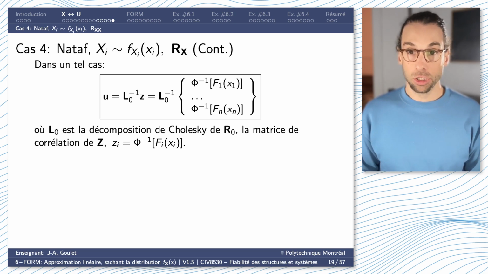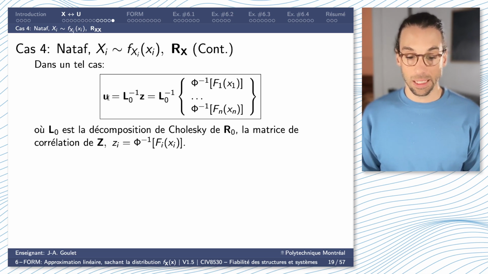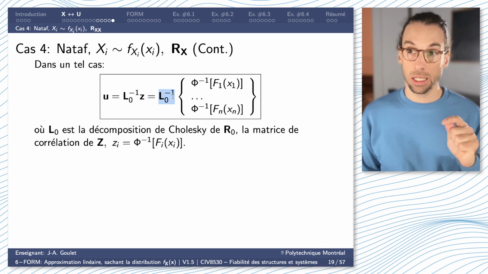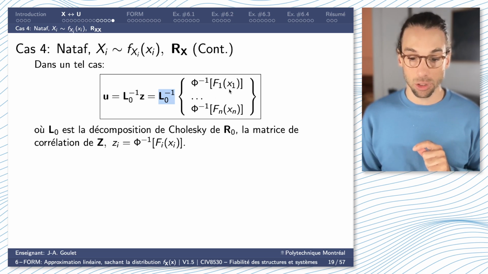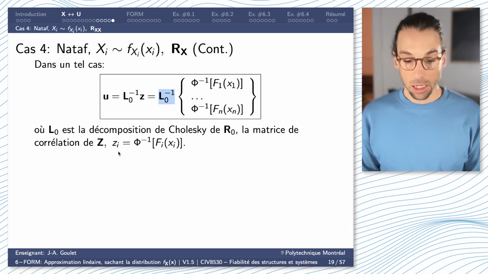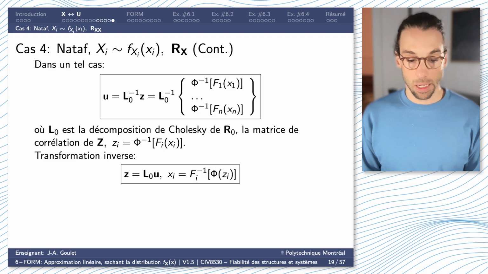So if we want to go from the original space X to the standard normal space that is uncorrelated, we need to multiply these univariate transformations by the Cholesky decomposition of our R0, the correlation matrix in the standard normal space. So that's going to allow us to go from X to U, where, as I said, L0 is that Cholesky decomposition of R0, and Z is the correlated standard normal space.